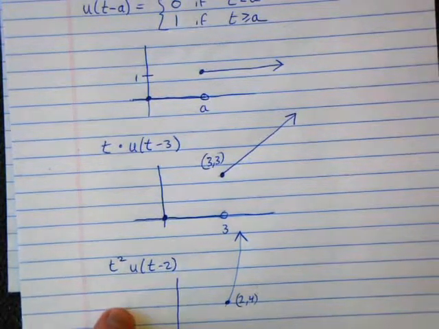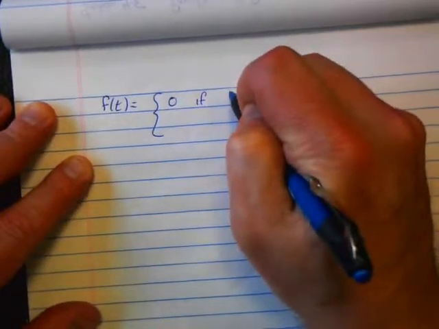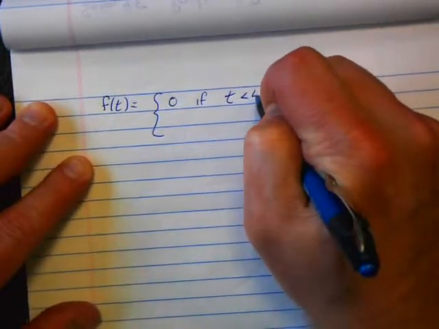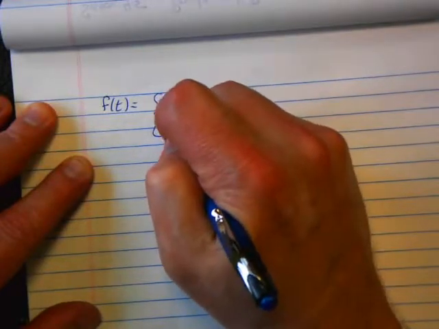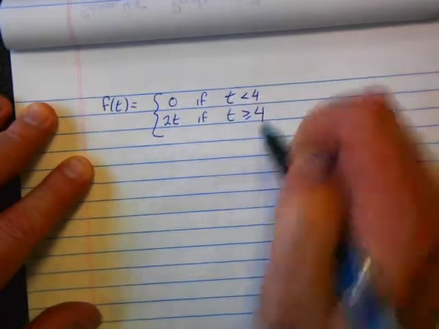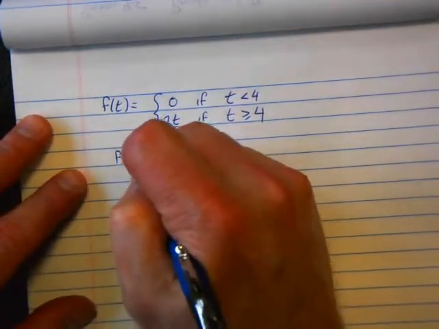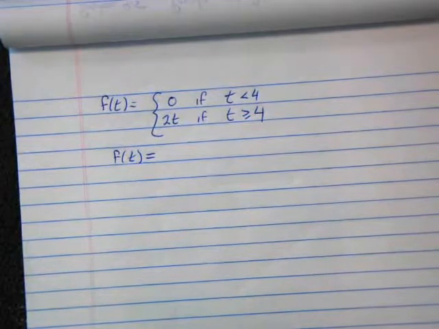All right, so now I want to go the other way. How about if I give you a piecewise function, say f of t is 0 if t is less than 4, and it's 2t if t is greater than or equal to 4. What I want you to do is rewrite this function using the u notation.